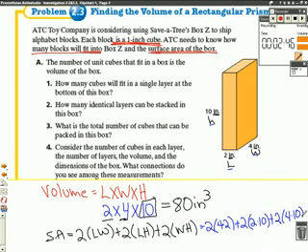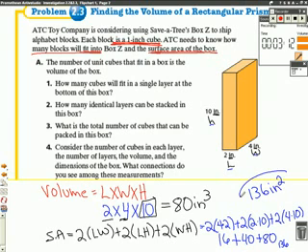All right, so what we're going to get is 16 plus 40 plus 80. And so the surface area for this is going to be 136. Running out of space. All right, 136, and that's inches squared. That is my surface area. All right, so now we have those two things.